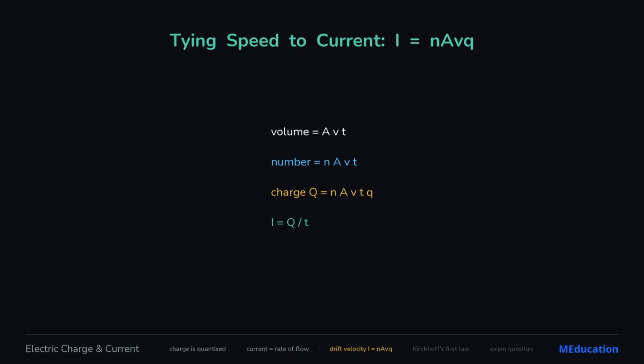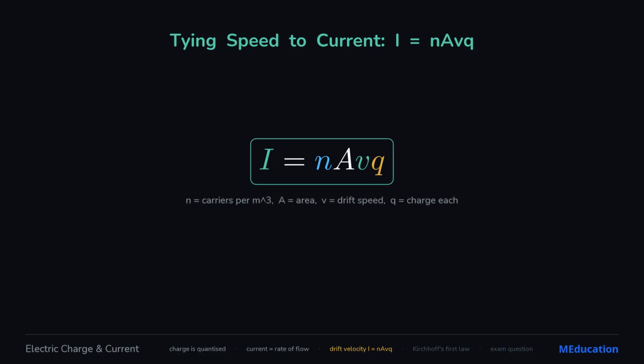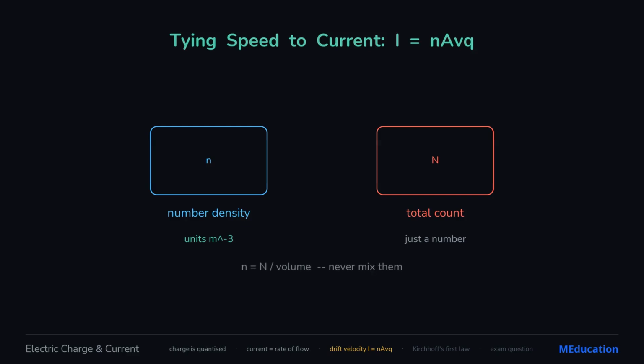Multiply by the number density n, the carriers packed per cubic meter, to count the carriers. Multiply by the charge on each, q, to get the total charge. Then divide by time because current is rate of flow. The t cancels, and out drops the equation the syllabus wants you to derive. I equals nAvq. Current equals number density times area times drift velocity times the charge on each carrier. For electrons, q is just e. 4 quantities, one tidy line.